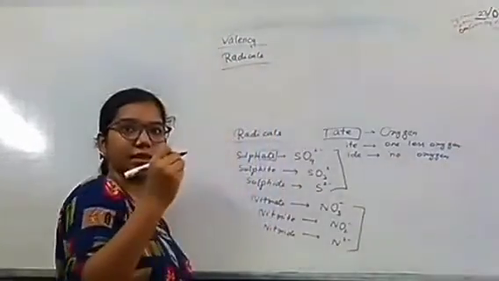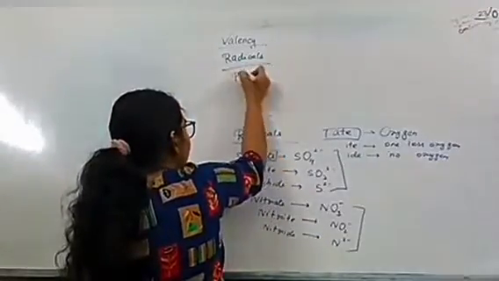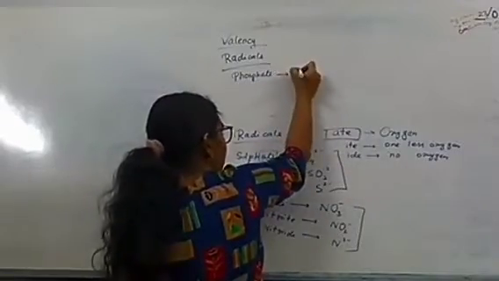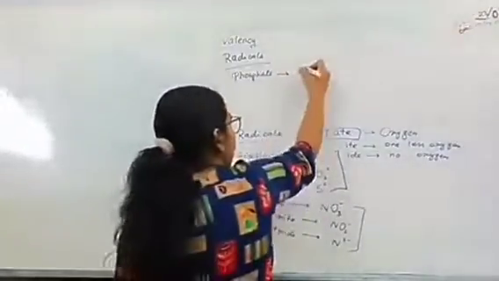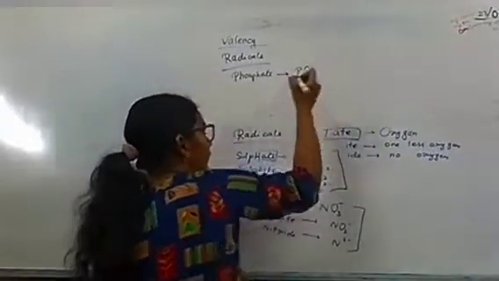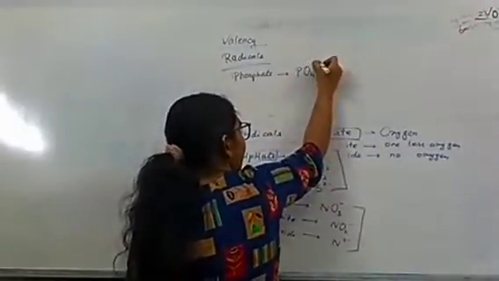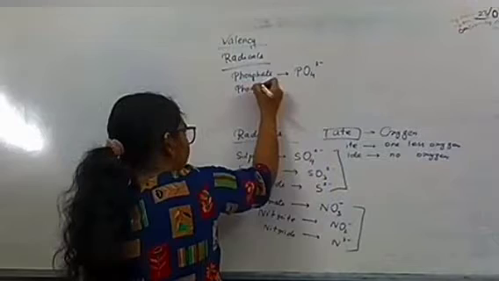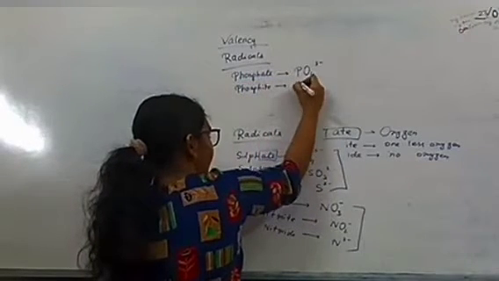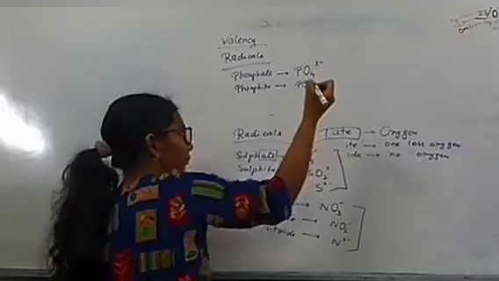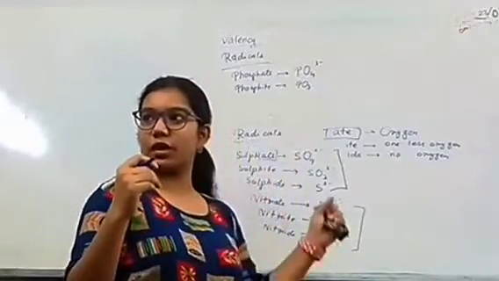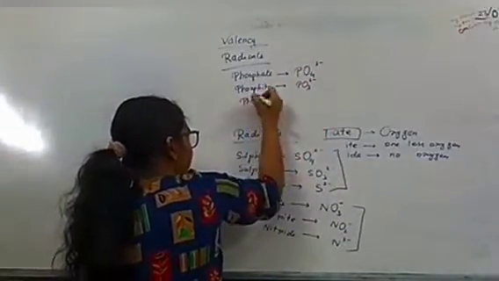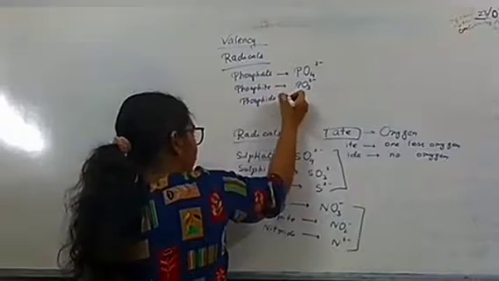Now we will take the phosphate series. Phosphate is similar to sulfate. So phosphorus, then there will be 4 oxygen. In the case of phosphite, 1 oxygen will be less, and the charge will decrease. And in the case of phosphide, there will be no oxygen.